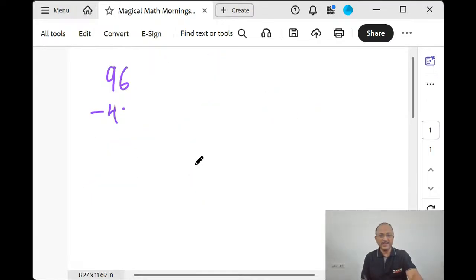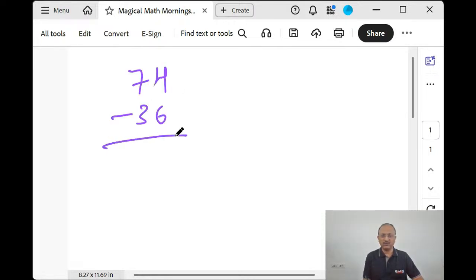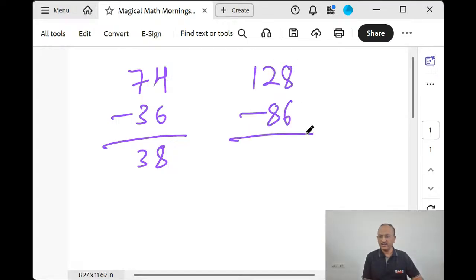This method is relatively simple and very useful for 2 and 3 digit numbers. For example, we want to do 74 minus 36. What we do? 74 minus 30 is 44, minus 6, we'll get 38. Maybe you want to do 128 minus 86. 128 minus 80 is 48. 48 minus 6 is 42.